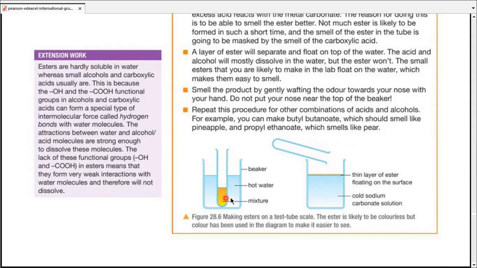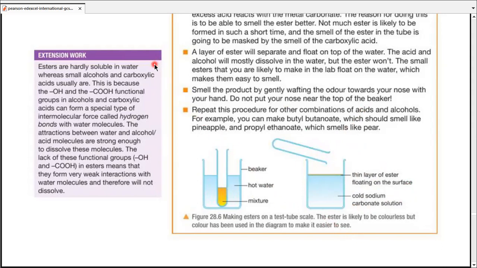So that's how we take the mixture in the test tube and put it in the hot water in a beaker. Or in a beaker, we may also use a china dish for this purpose. We take the solution of sodium carbonate and a thin layer of ester floats on the surface. It's pretty easy to smell it like this.